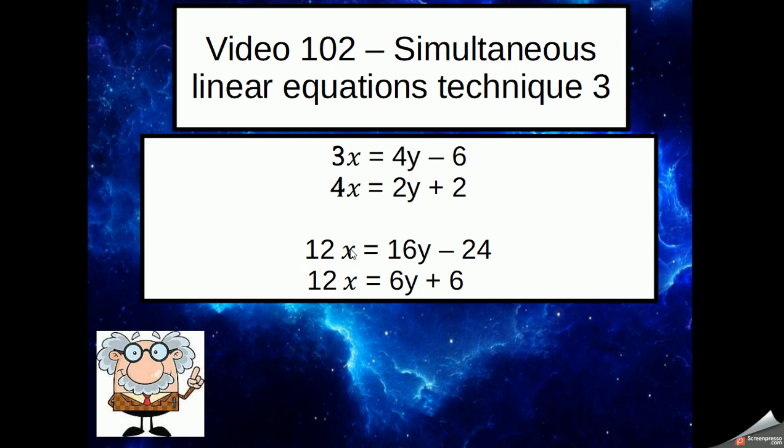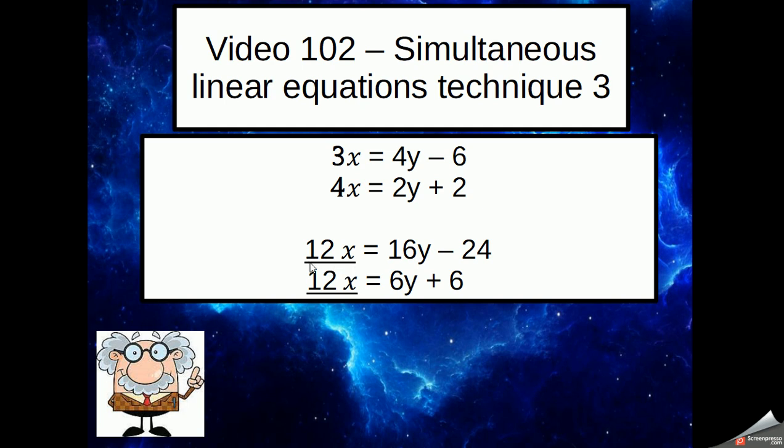So it becomes 12x because 3 times 4 is 12, 16y because 4 times 4y is 16y, minus 6 times 4 is 24, and then 3 times 4x gives us 12x, 3 times 2y gives us 6y, and 3 times 2 gives us 6. Remember, everything that's separated by a plus or a minus has to be multiplied by the number we are multiplying by. Now, the important thing to realize here is that the number of x's is now identical.